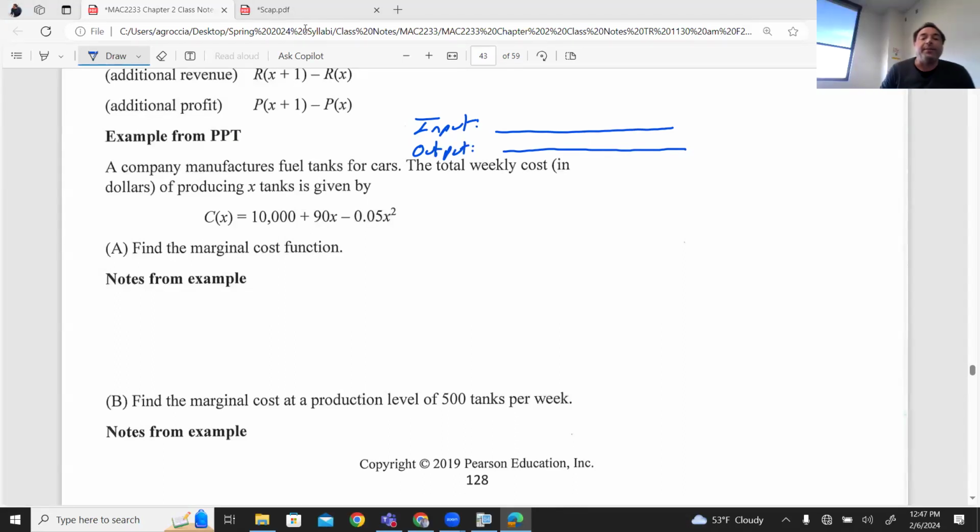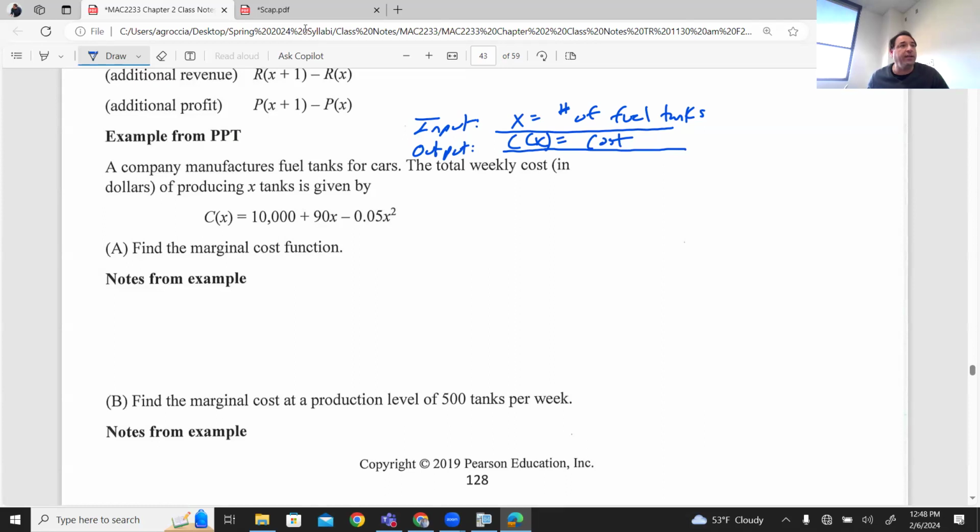So this one says a company manufactures fuel tanks for cars. The total weekly cost in dollars for producing X tanks is given by C of X = 10,000 + 90X - 0.05X squared. What is the input? What is the X? Number of fuel tanks. We are producing fuel tanks. What is the output? Cost. Technically, total cost. Okay.